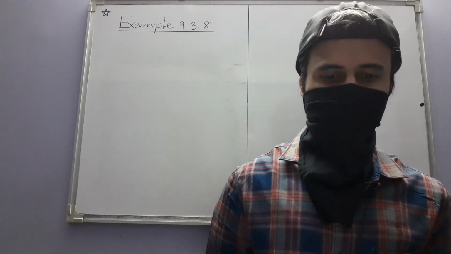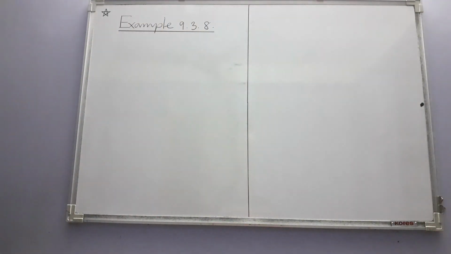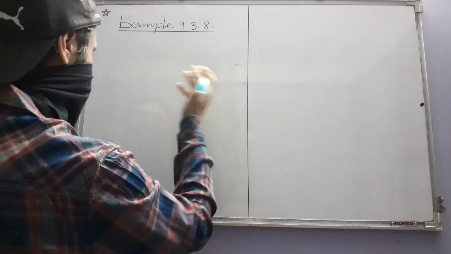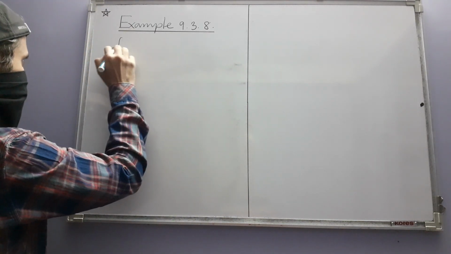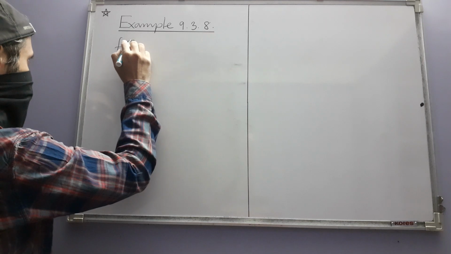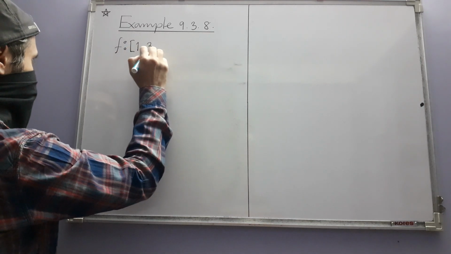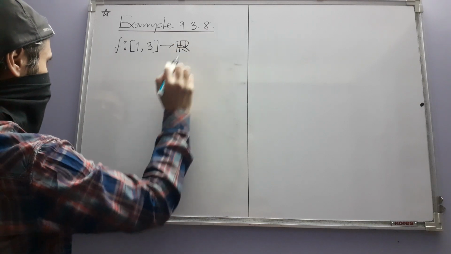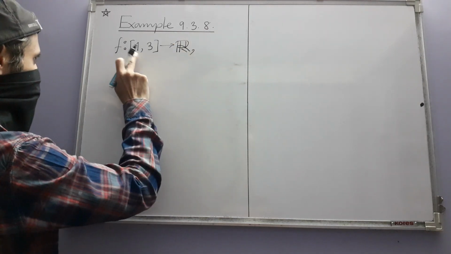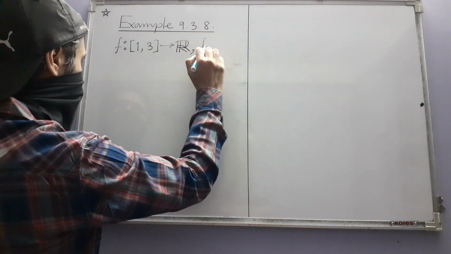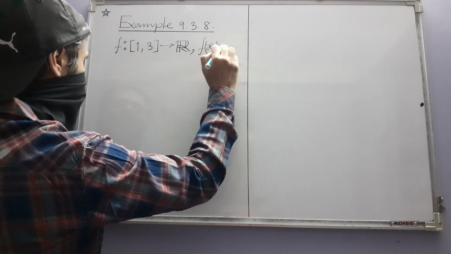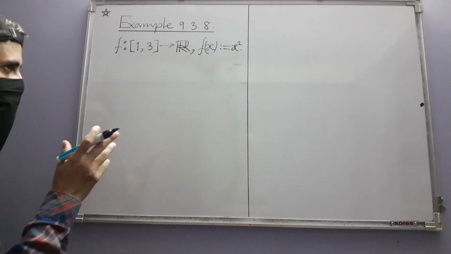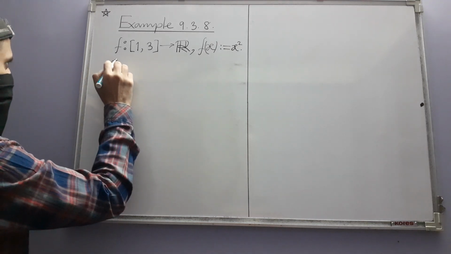Alright, so let's start with this example 938. This example is about this function. We have already seen this. It's the square function, ordinary square function on R restricted to this interval. And the thing that we already know about this function is this.